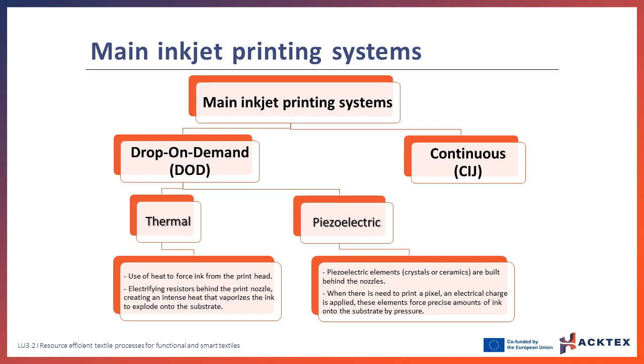In the thermal system, heat is used to force ink from the print head. Electrified resistors behind the print nozzle create an intense heat that vaporizes the ink to explode onto the substrate. On the other hand, in the piezoelectric systems, piezoelectric elements, crystals or ceramics, are built behind the nozzles. When there is a need to print a pixel, an electrical charge is applied. These elements force precise amounts of ink onto the substrate by pressure.